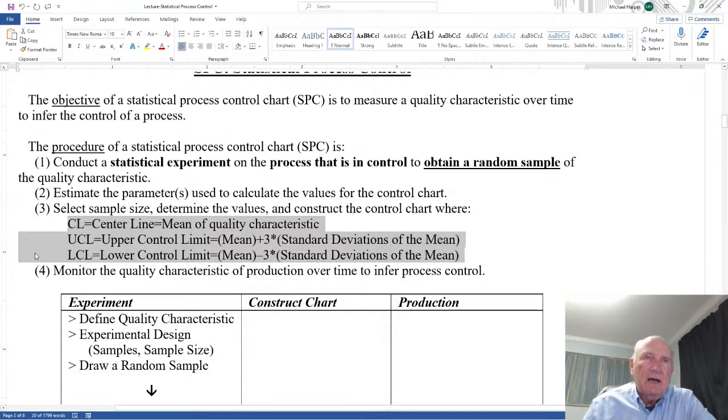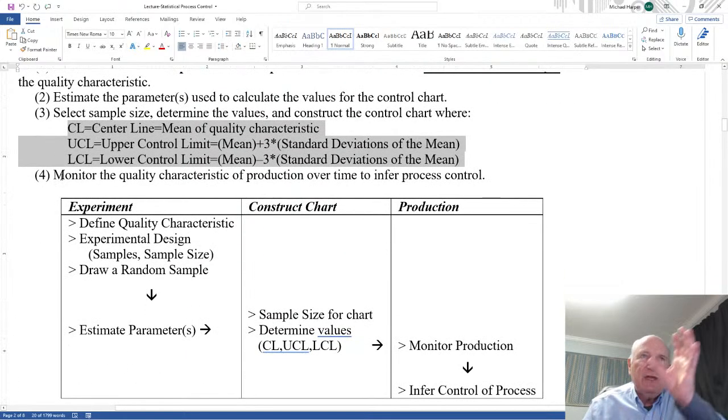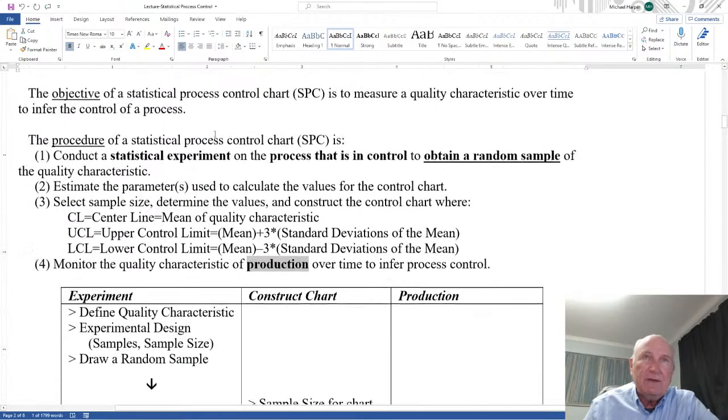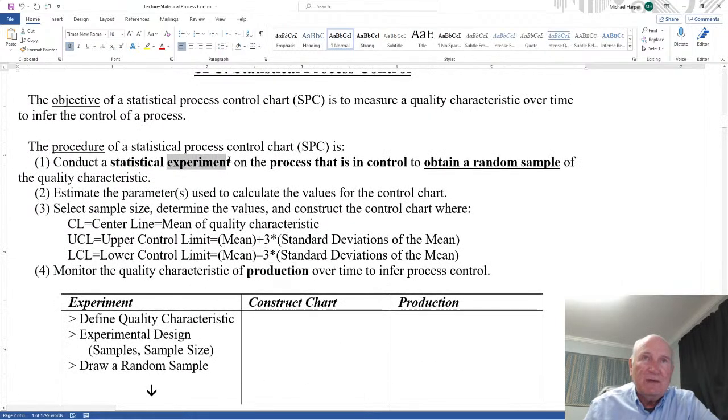Okay, and then once you have your chart, you move away from the experiment and monitor the quality characteristic of production over time to infer process control. Now we have production. Up here we have an experiment, down here we have production. I want to distinguish the difference between those.